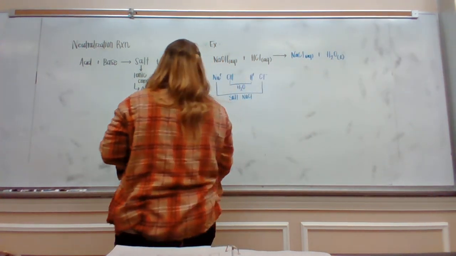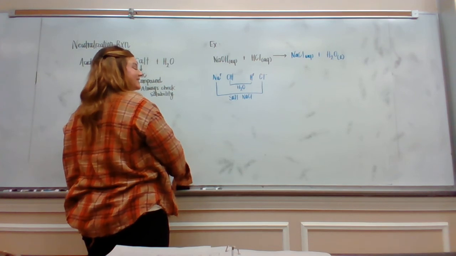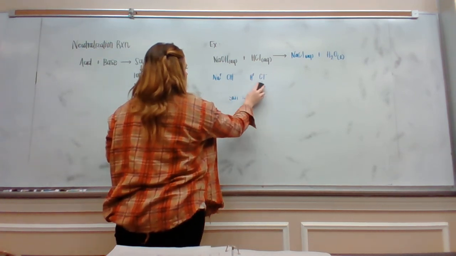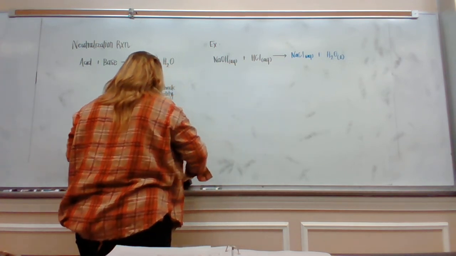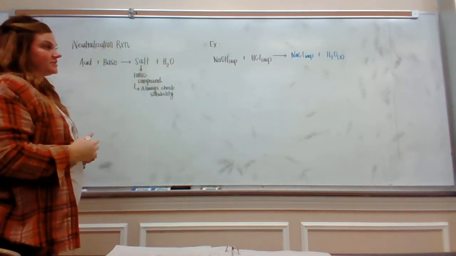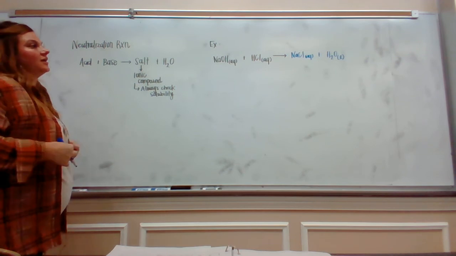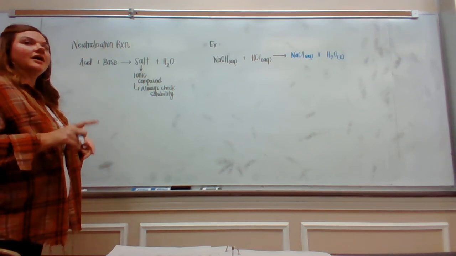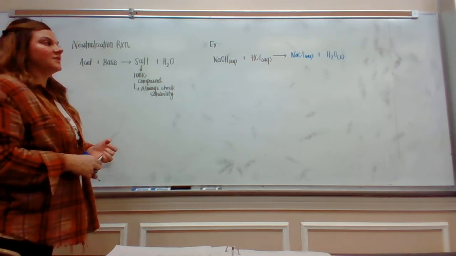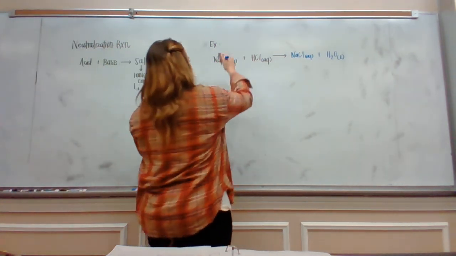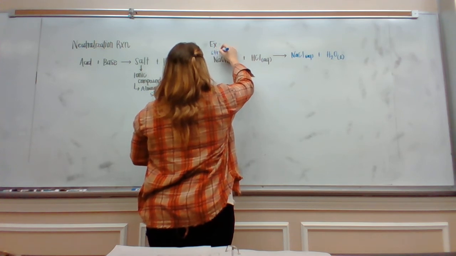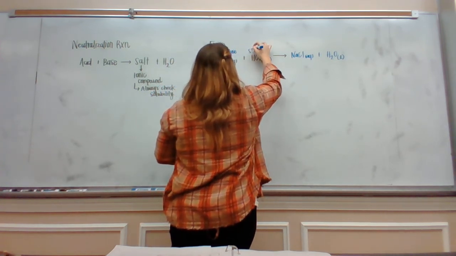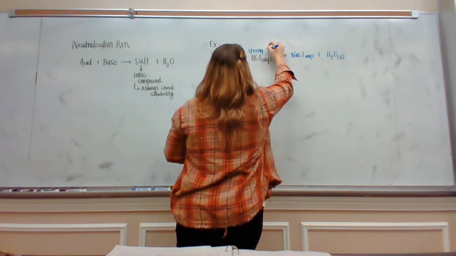Okay, so that's just me predicting the products. Now let's write the complete and the net ionic. Alright, so for your complete ionic, you're breaking everything down that is aqueous and a strong electrolyte. So this is a strong base, so it breaks down. This is a strong acid, so it breaks down.